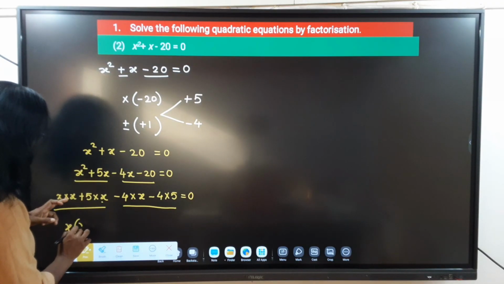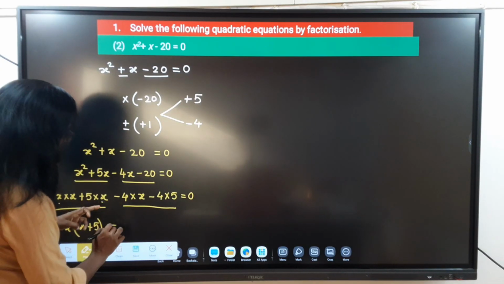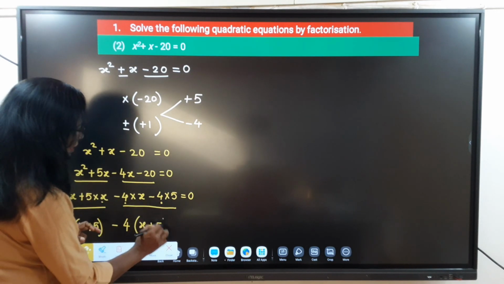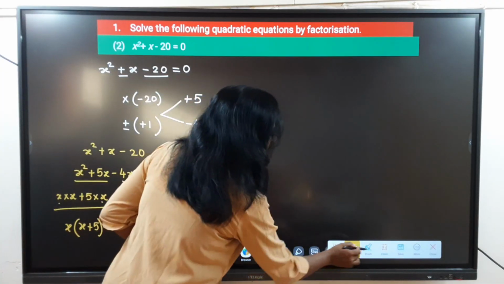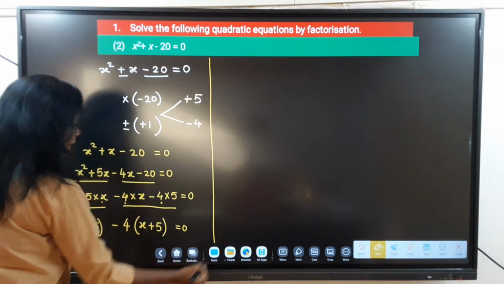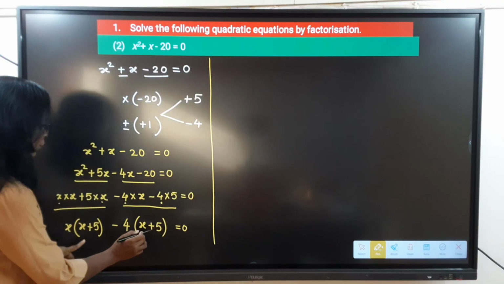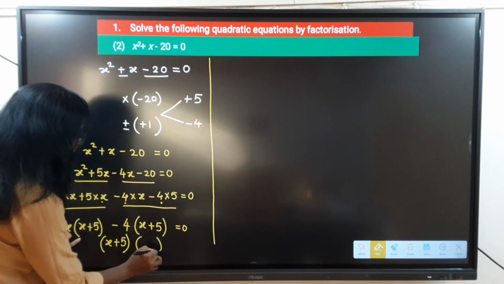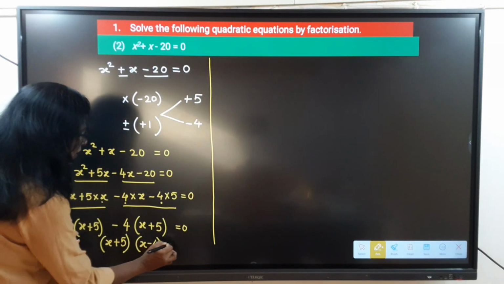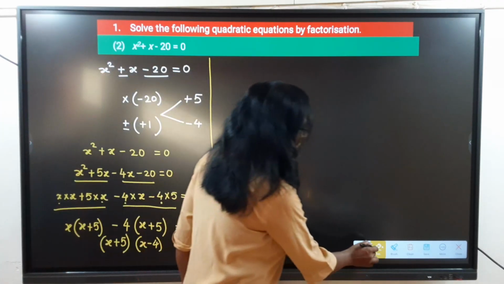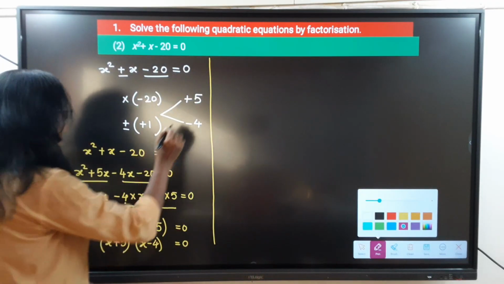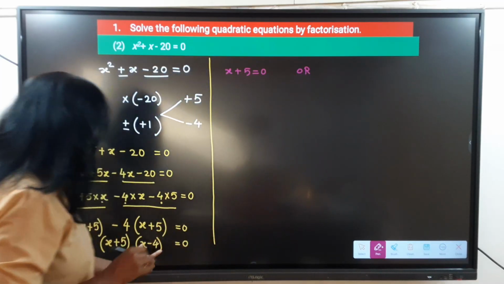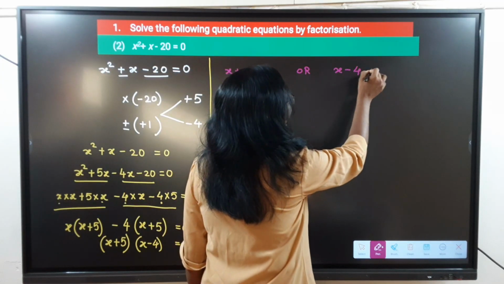So x is common, and in the bracket we write x + 5. Then, with the minus sign, the common factor is 4, so 4 times (x + 5) is equal to 0. The next step: the two brackets are similar, so we write x + 5 in the first bracket and the remaining terms x − 4 in the second bracket, equal to 0. So the first bracket x + 5 = 0, or the second bracket x − 4 = 0.